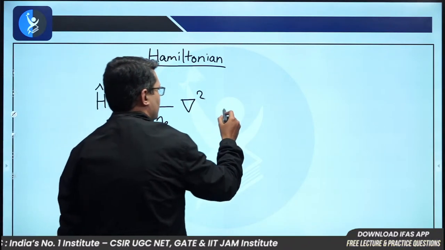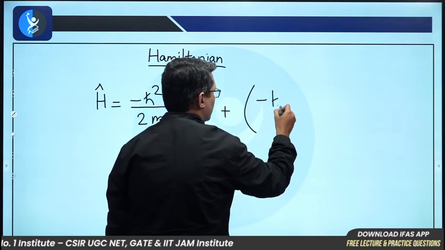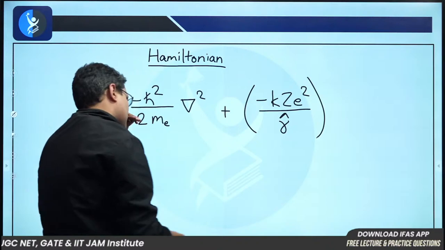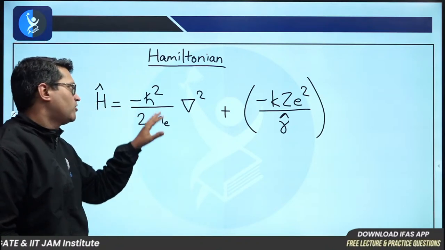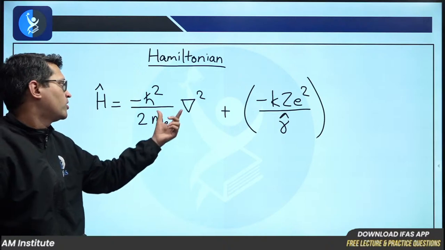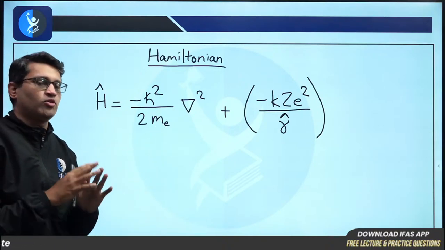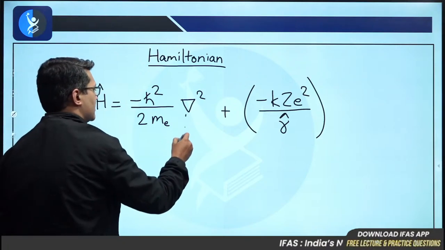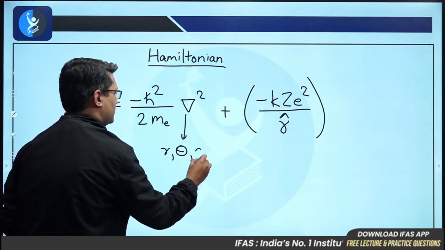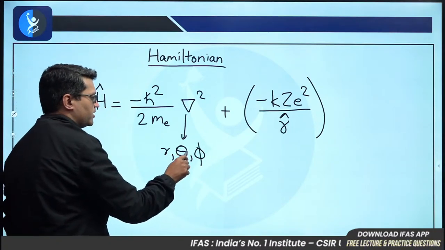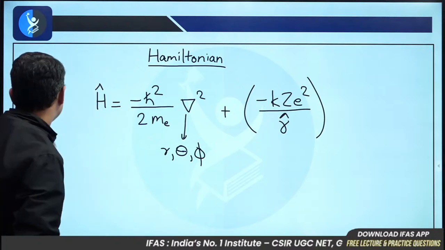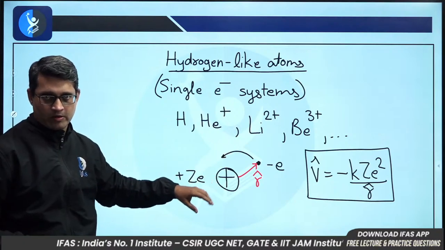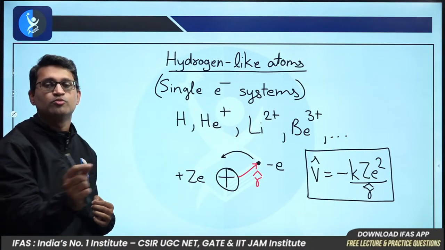Plus the potential energy is minus k Z e square upon r. Plus minus k Z e square upon r. And now we are going to use polar coordinates here. In polar coordinates, del square becomes a very complicated equation, so we are not even going to write down that equation. It's not necessary for the exam, but this has r, theta and phi dependence, because notice that when the electron moves around the nucleus, its distance from the nucleus can change. In quantum mechanics, we don't assume that the electrons move in a specific orbit.